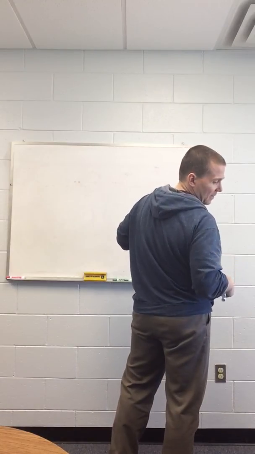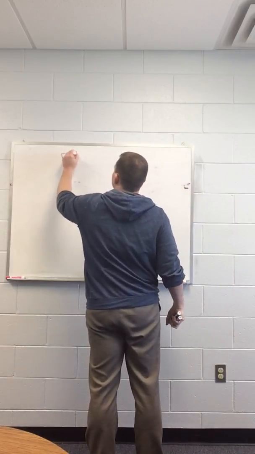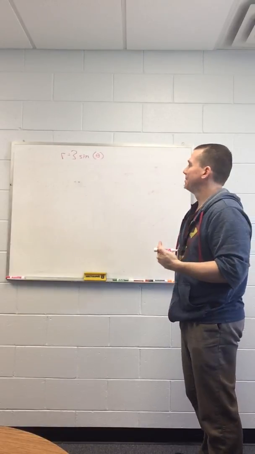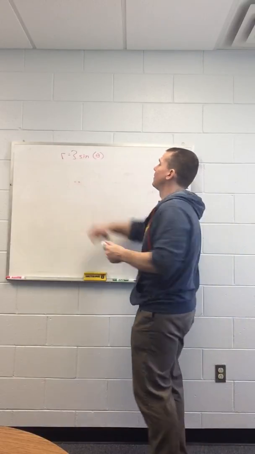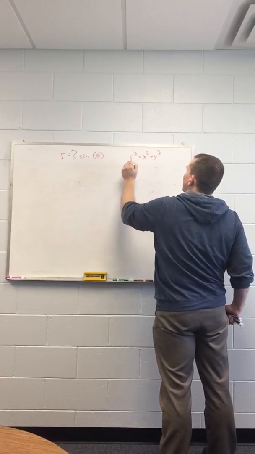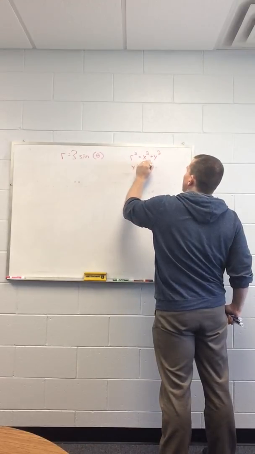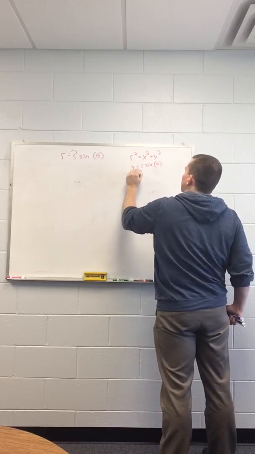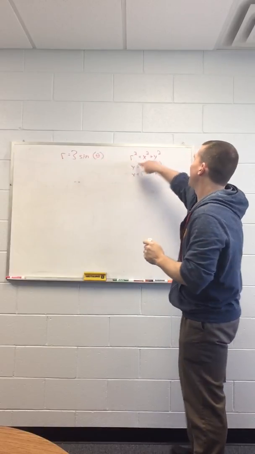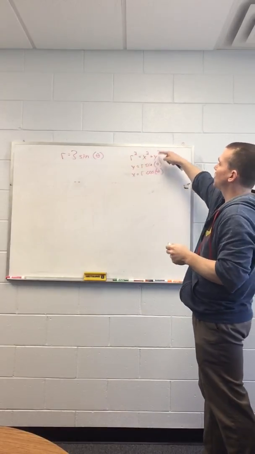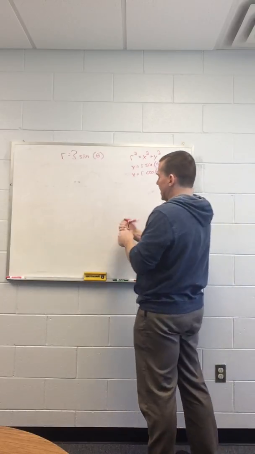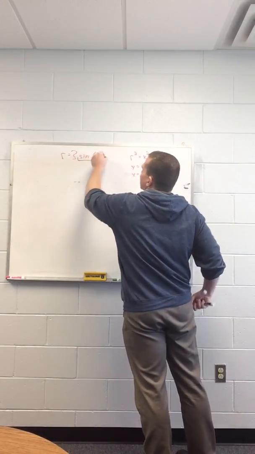So, if we have r equals 3 sine theta, we need to convert that. The r we can convert. We remember our conversions. R squared equals x squared plus y squared. Y equals r sine theta. X equals r cosine theta. I can actually convert r, I just square root both sides, and r is the square root of x squared plus y squared. The problem is, I can't convert sine theta by itself.